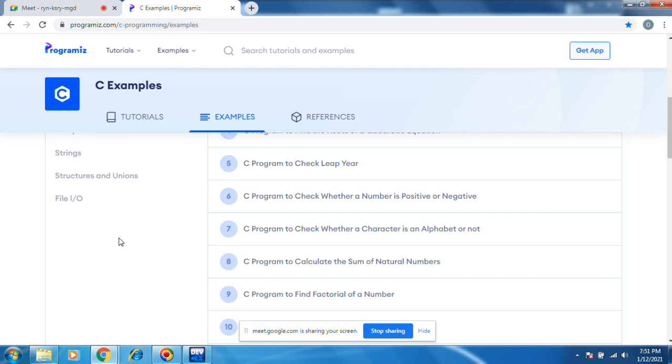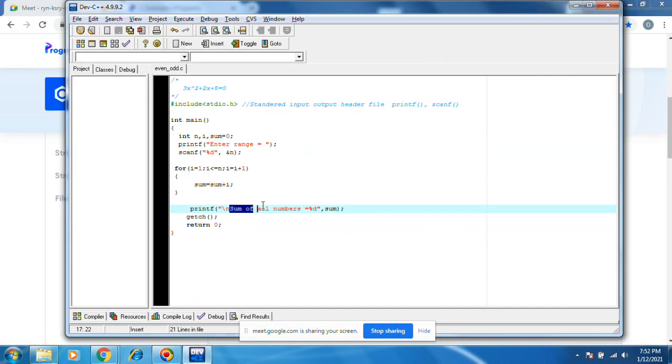C program to find the factorial of a number. Sum of all numbers means we will be adding the numbers. Factorial means multiplying those numbers. Instead of sum of all numbers, factorial equals to. Factorial means instead of plus, you need to do multiplication.